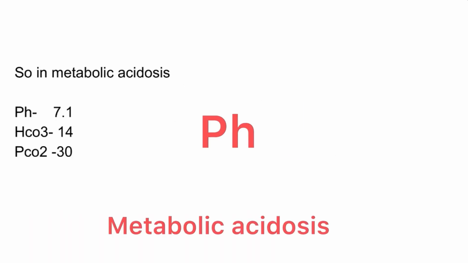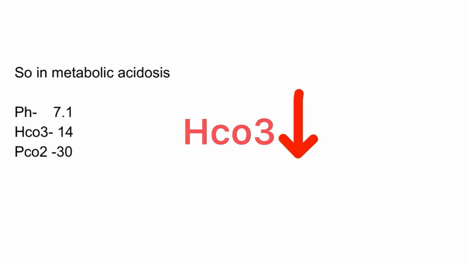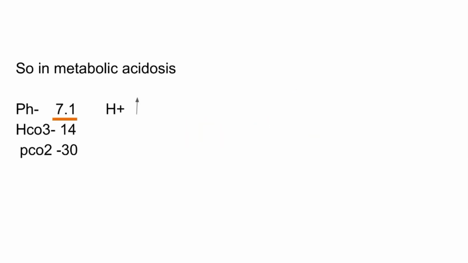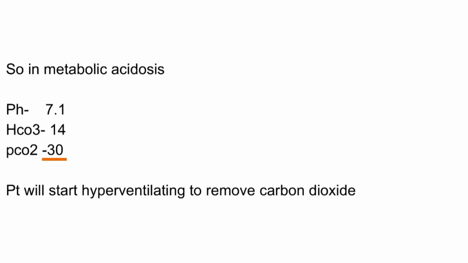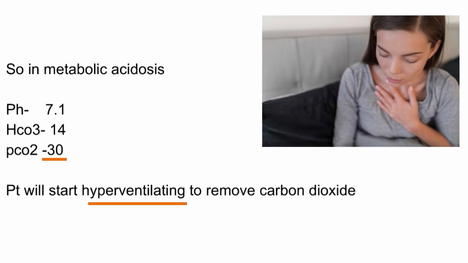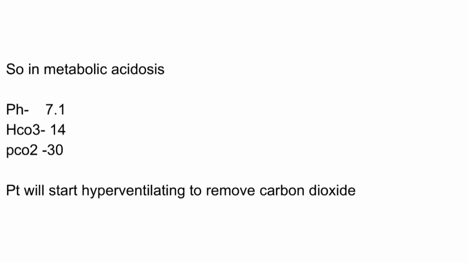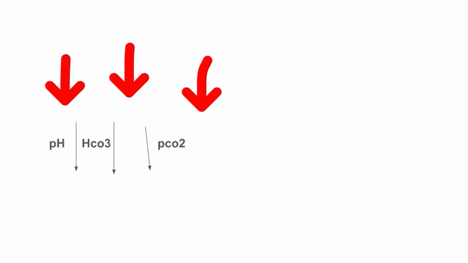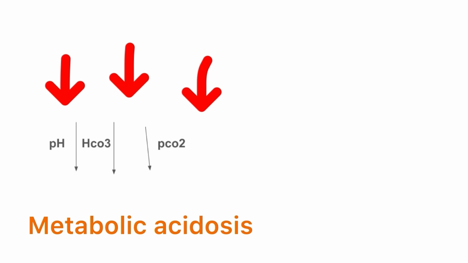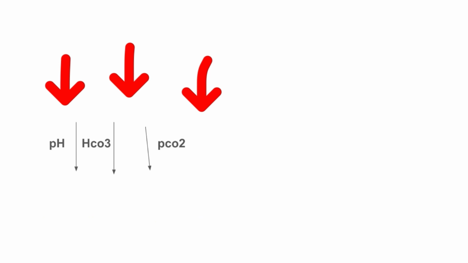So in metabolic acidosis, pH will be low, bicarbonate will be low, and PaCO2 also will be low. The pH is low because there is an excess of hydrogen ions. Bicarbonate will be low because it has been utilized for buffering or neutralizing hydrogen ions. And PaCO2 will also be low due to compensation, as the patient will start hyperventilating to expel carbon dioxide. As I mentioned before, remember these arrows in metabolic acidosis are all on the lower side: pH is low, bicarbonate is low, and PaCO2 is also low due to compensation.